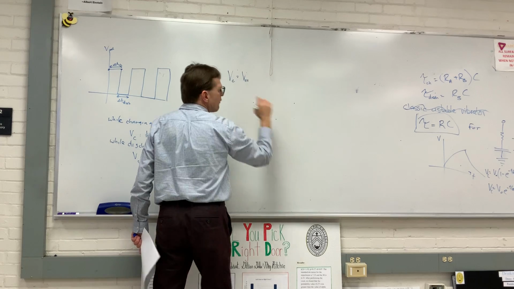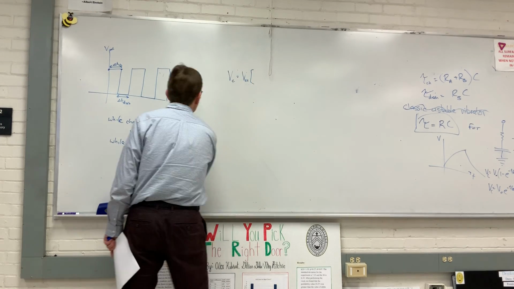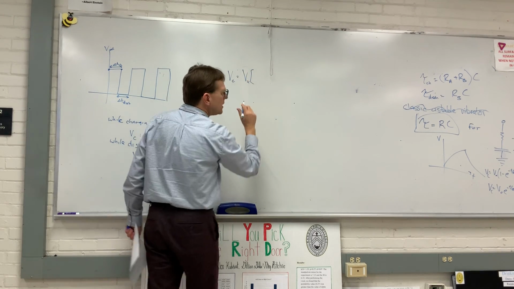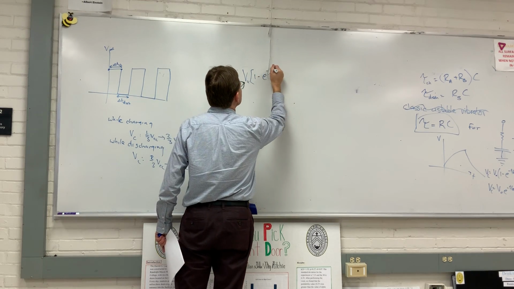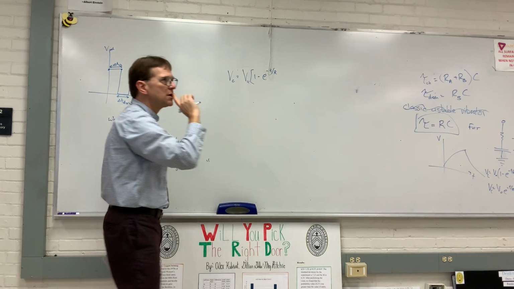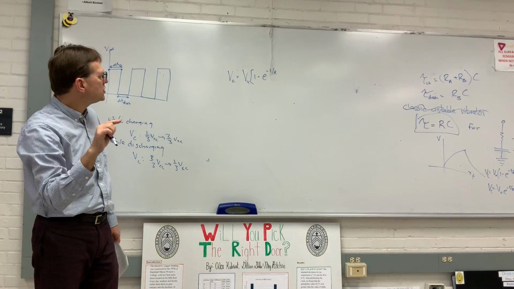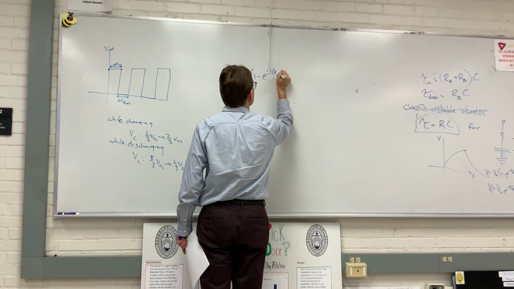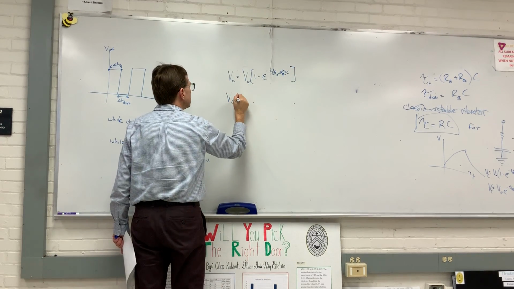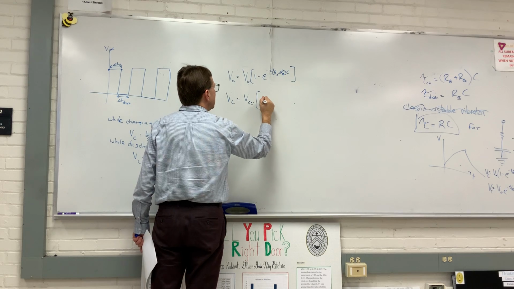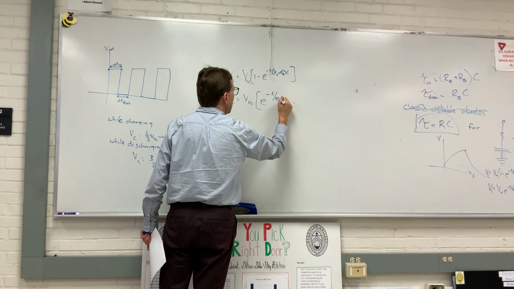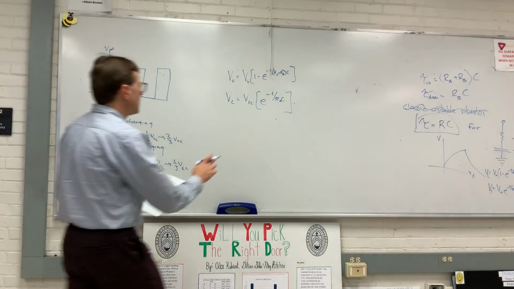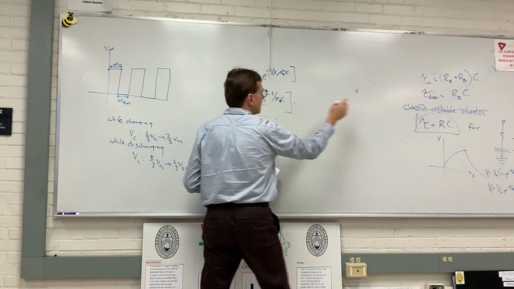So let me just rewrite those. VC equals the maximum voltage, VCC, times 1 minus e to the minus t over the time constant. This is the charging cycle. When it's charging, this constant is RA plus RB times C. And when it's discharging, it's e to the minus t over RB times C, RB, not RA.